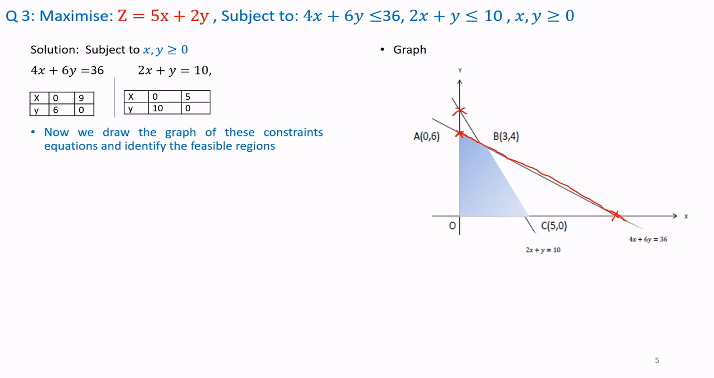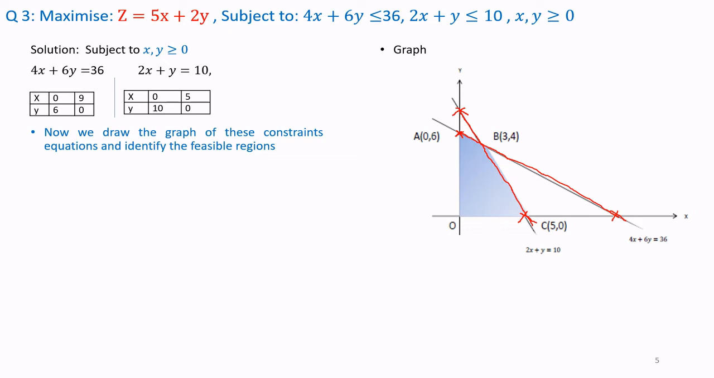Now we will take up the second point. The second point in this table is x is 5, y is 0. So x is 5 is this point, and (5, 0) is this second point. Now we join these two points. So we have drawn the line for the equation 2x plus y is equal to 10.